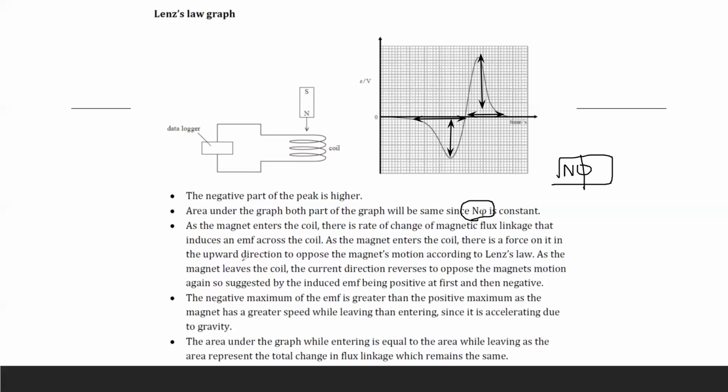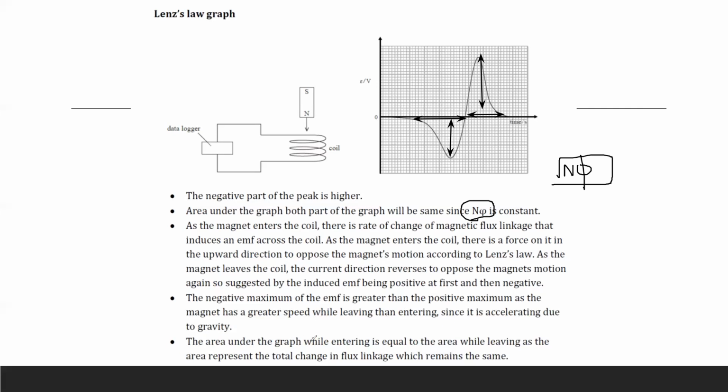according to Lenz's law. As the magnet leaves the coil, the current direction reverses because the direction of motion of the magnet is opposite. The negative maximum of EMF is greater than the positive. The reason for that: while leaving, the magnet has a greater speed as compared to when it enters.